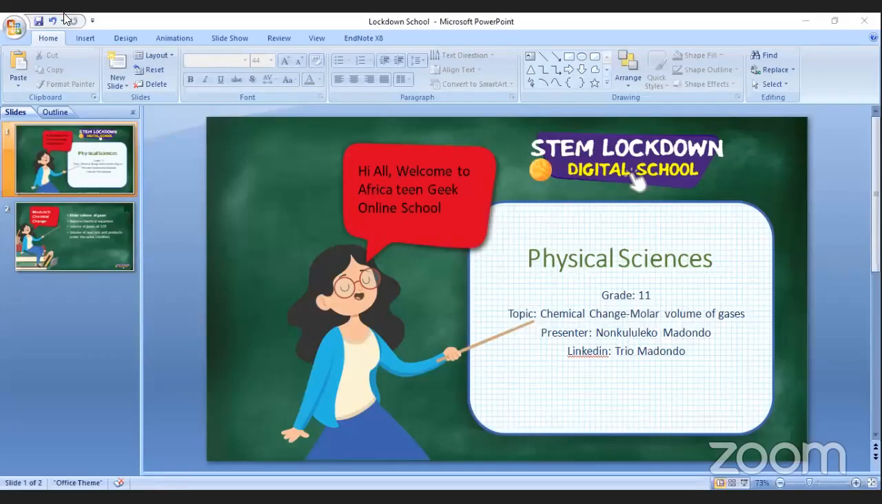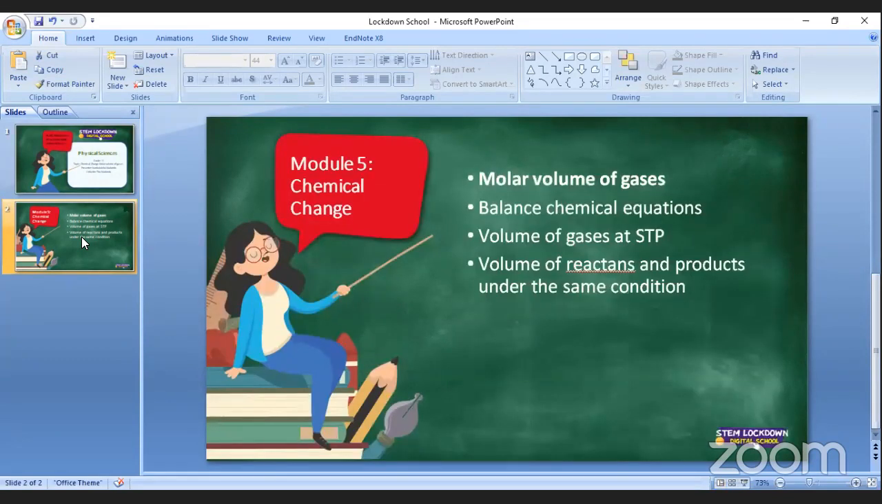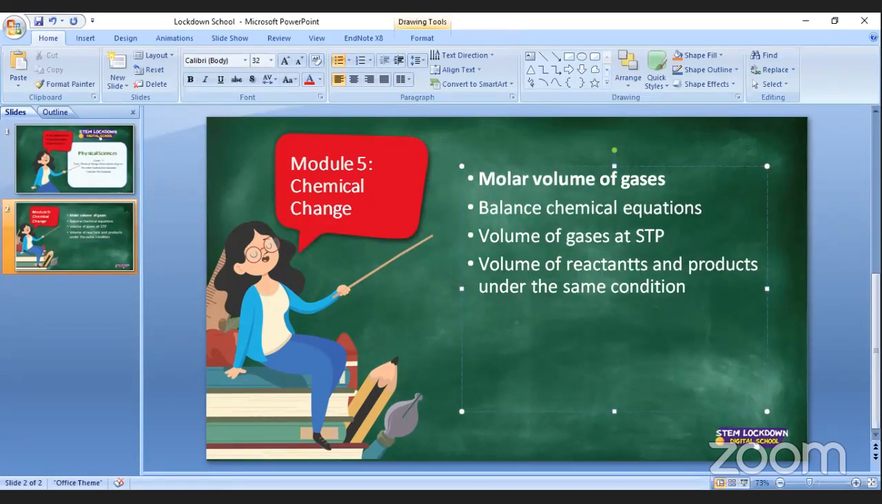For now, however, I want us to just have an outline of all the things that we're going to be doing today. We'll get back to the homework later on in the show. We're going to be doing the molar volume and gases. That's our topic for today. Balanced chemical equations, we're going to learn to do that. Volume of gases at standard temperature and pressure, and volume of reactants and products under the same conditions. Sorry, that's a spelling mistake on my side. So those are the things we're going to be doing.